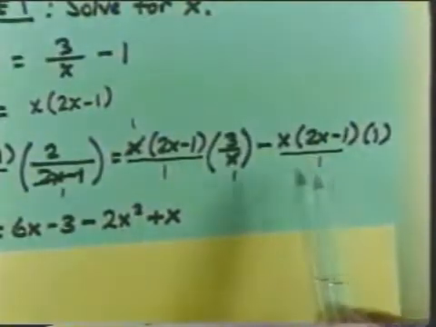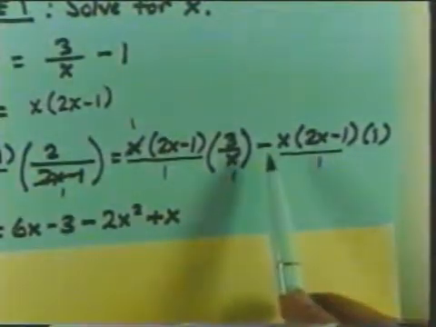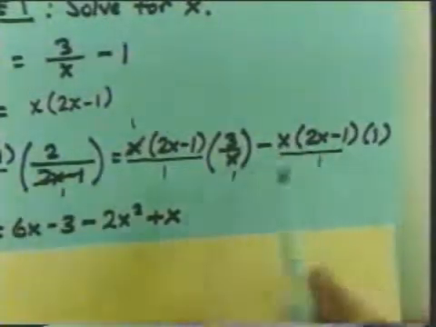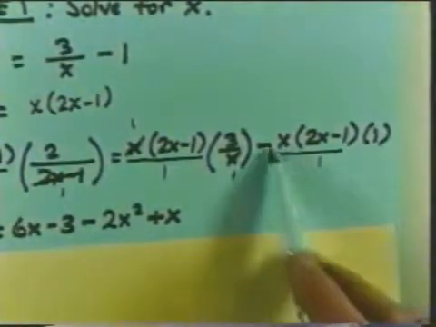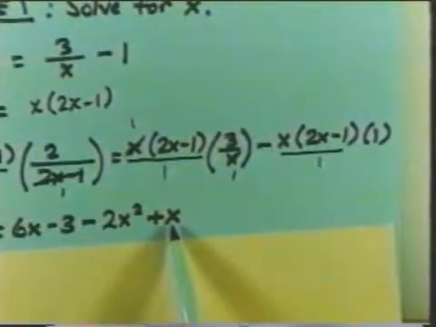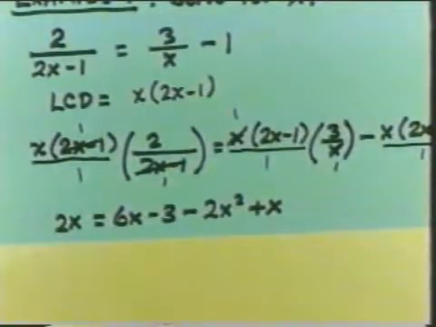And finally we have x times 2x subtract 1 to be subtracted. So we have minus x times 2x, which is minus 2x squared, minus x times negative 1, which is plus x. So this gives us 2x equals 6x subtract 3, subtract 2x squared, plus x. This is a quadratic equation, and so our example is a rational equation which can be reduced to a quadratic. We've just done that. To solve a quadratic equation, of course, we must get everything on one side, 0 on the other, to write the equation in standard form.